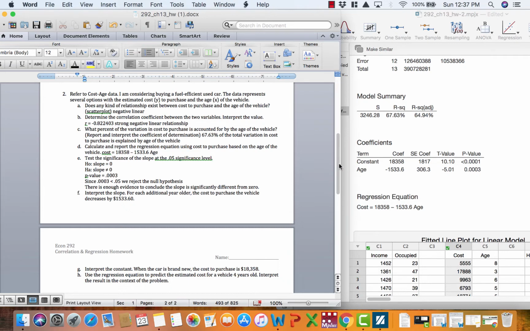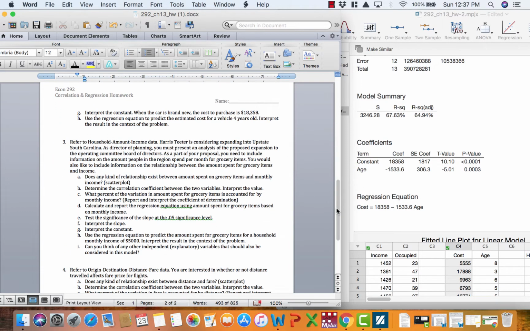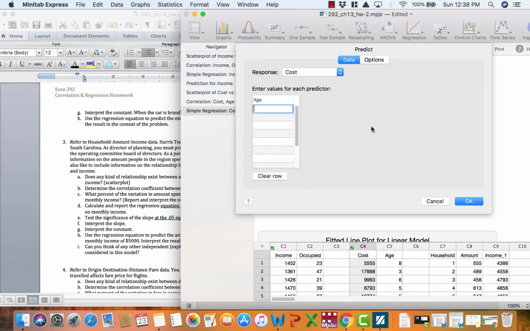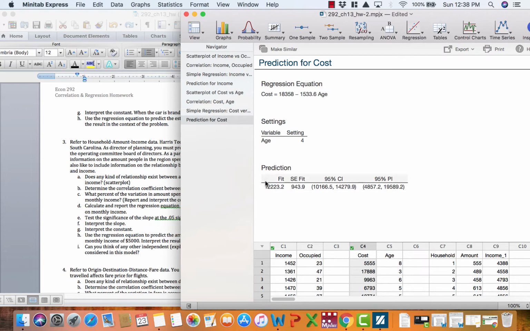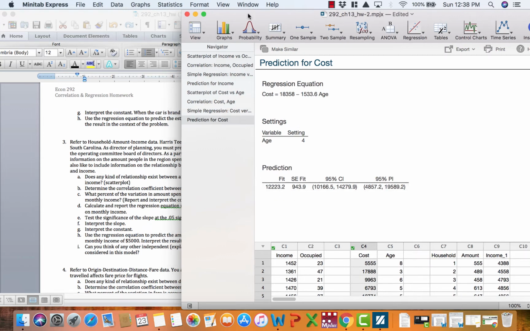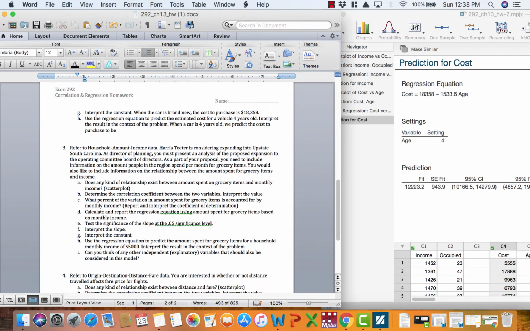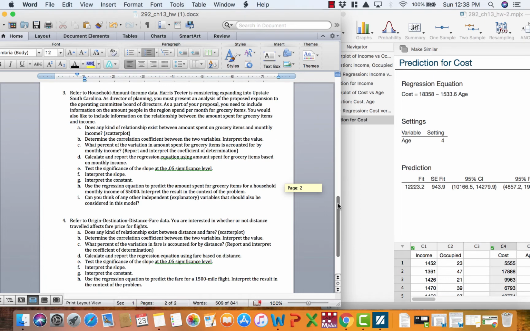All right, use the regression equation to predict the estimated cost for a vehicle 4 years old. So we go into regression, predict for regression, and we are interested in 4 years old. We say okay. Again, we're looking at this fit value, this $12,000 number. So when a car is 4 years old, we predict the cost to purchase to be $12,223.20. So again, hopefully you're thinking, hey, this isn't too bad.